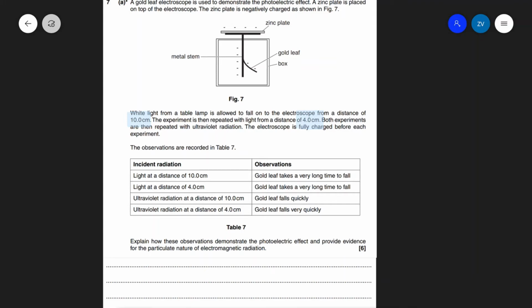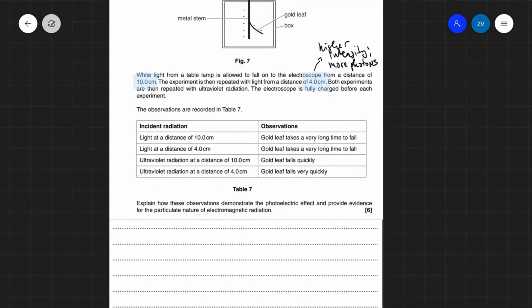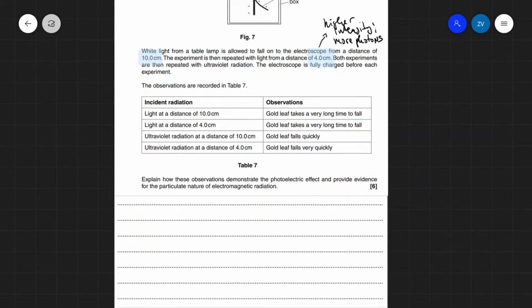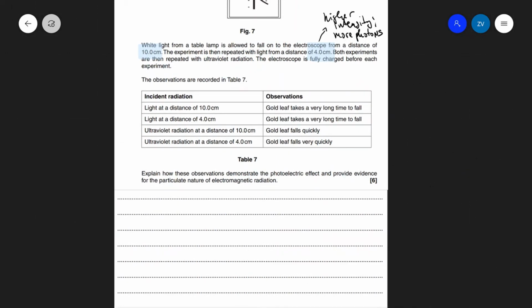One thing that I'm instantly going to write down is that the smaller the distance between the lamp and the plate, the higher the intensity. So it means higher intensity, which in turn means more photons. And this is something that I'm going to be including. Even as I'm reading this question, I'm thinking about the one-to-one interaction, how this will affect the experiment. Okay, now moving on, we have the observations which are recorded. We're using just normal visible light at a distance of 4 centimeters.